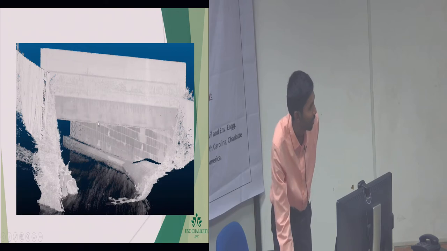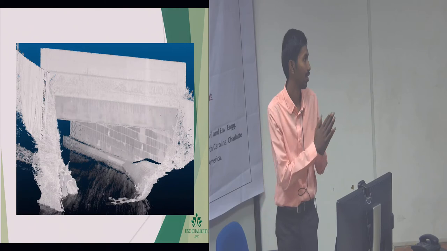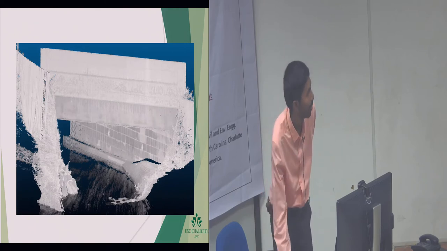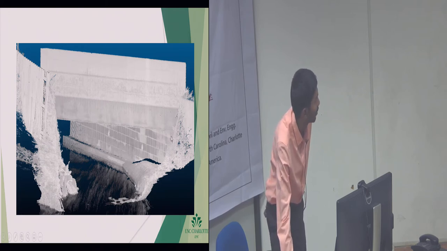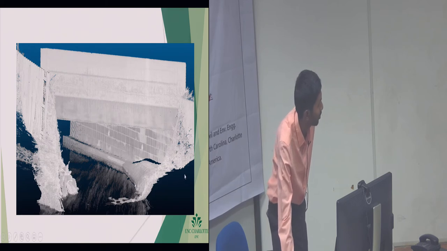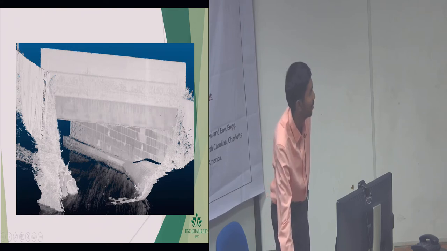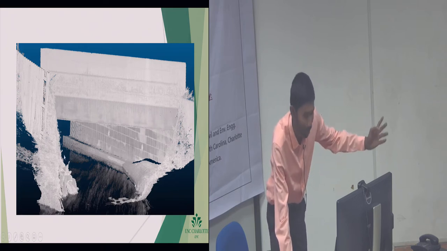Now, LiDAR scans of bridges. The rest would be some examples. So we have this. This is a bridge over water. You could see that a lot of the scans are missing. So we basically cut out vegetation, so that we could make it look like a bridge.